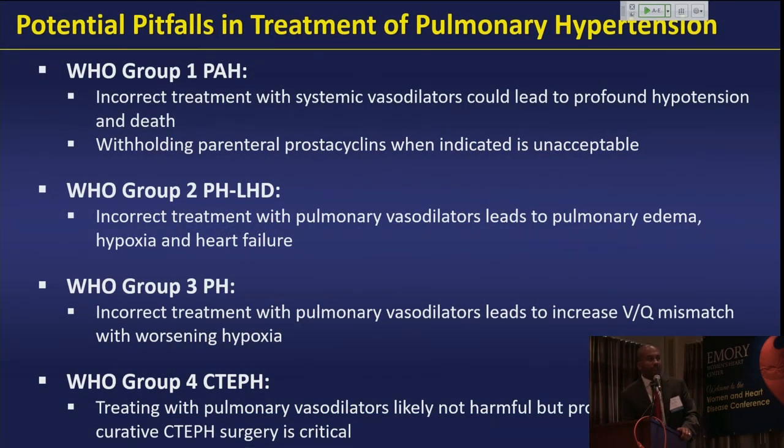Lastly, I want to point out a few important points in treatment and management of pulmonary hypertension, and these are the pitfalls in management of pulmonary hypertension. For WHO group 1 PAH, incorrect treatment with systemic vasodilators could lead to profound hypotension. Withholding prostacyclins is considered not good, and it's really unacceptable in 2022 when we're practicing in large academic centers and in centers that are capable of helping these patients. So have a low threshold in sending patients to a center of excellence. They know how to treat PAH.